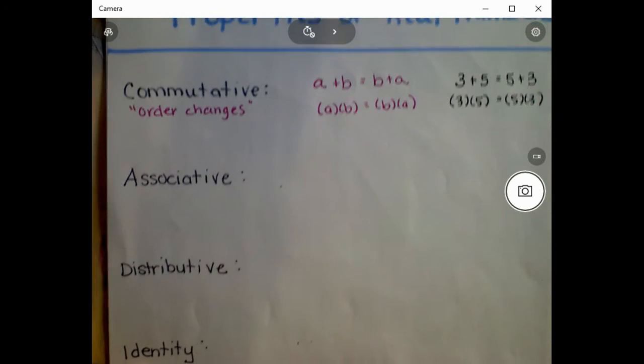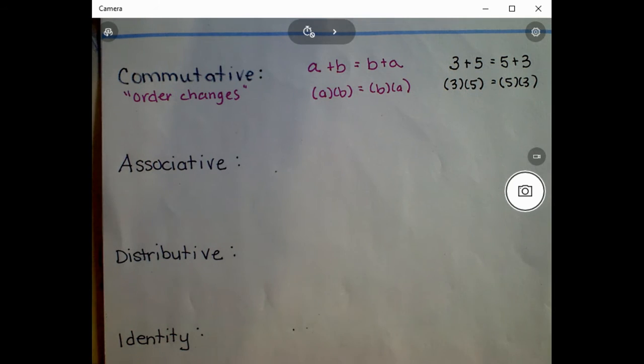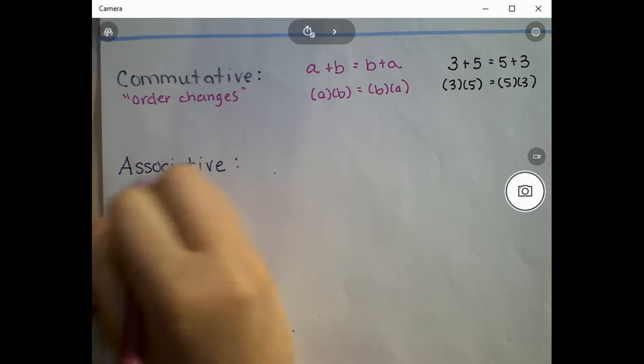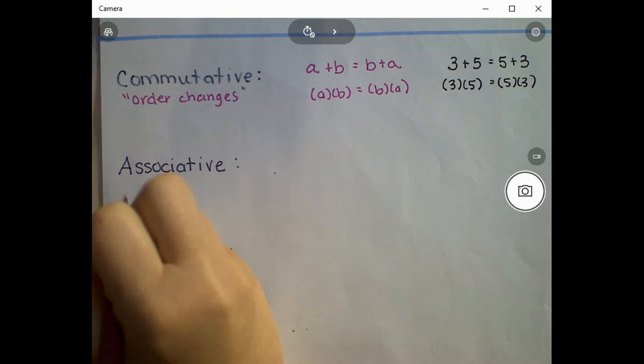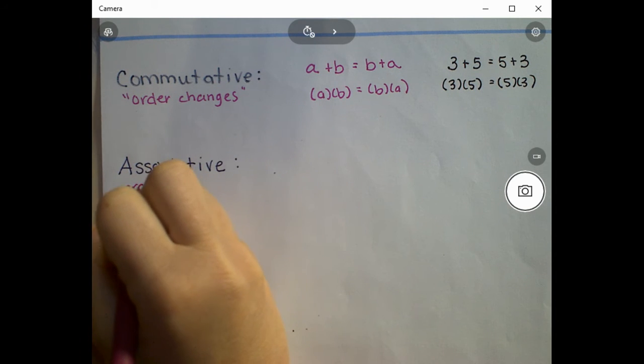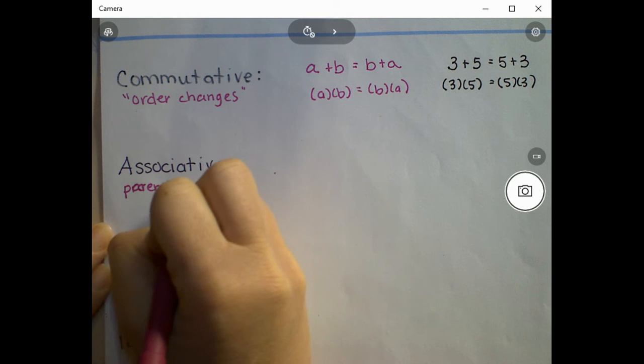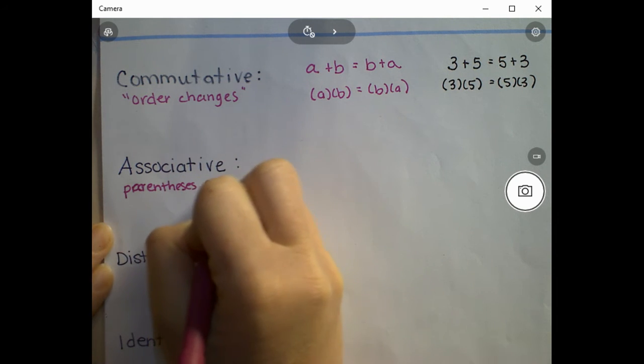Next, we have the associative property. Associative is like associate, who you hang out with. So in this one, the groups change, the parentheses change. I always spell parentheses wrong.